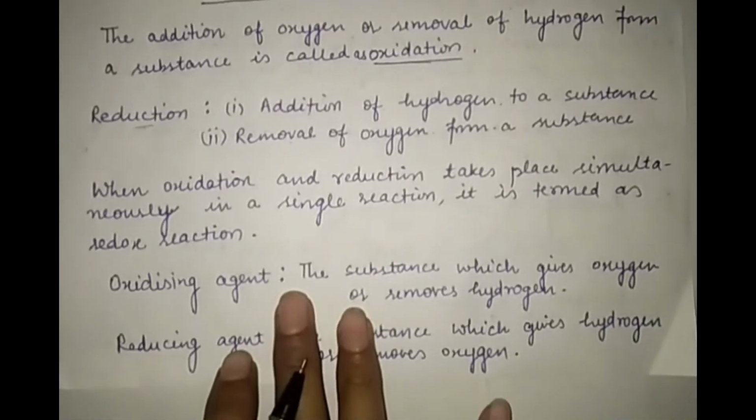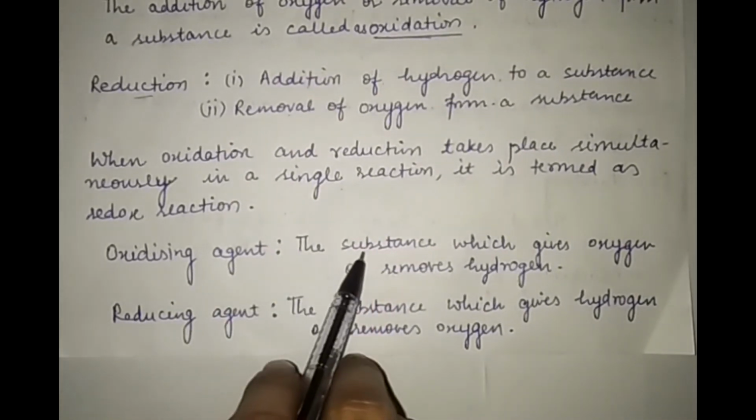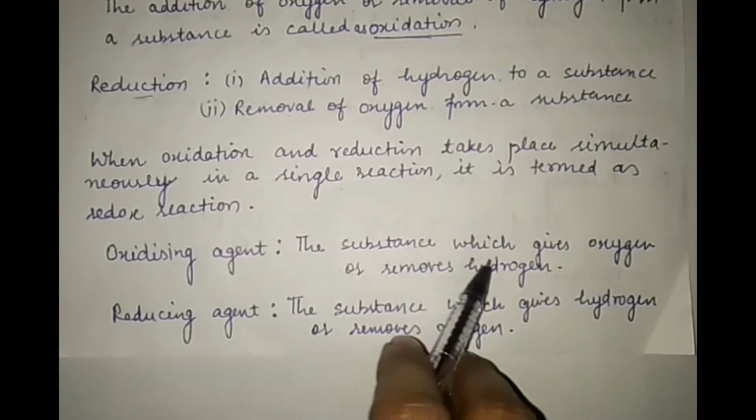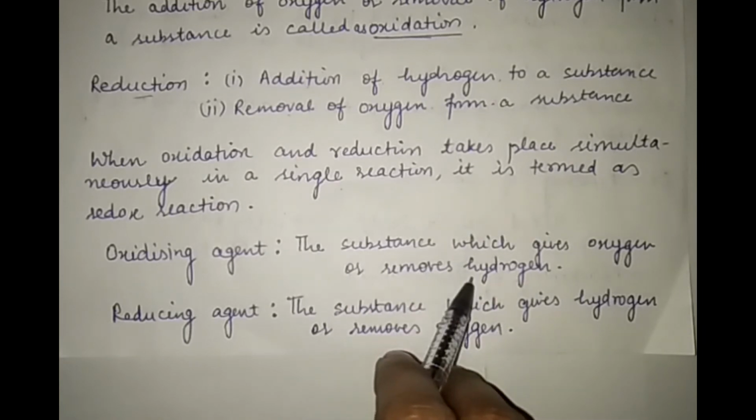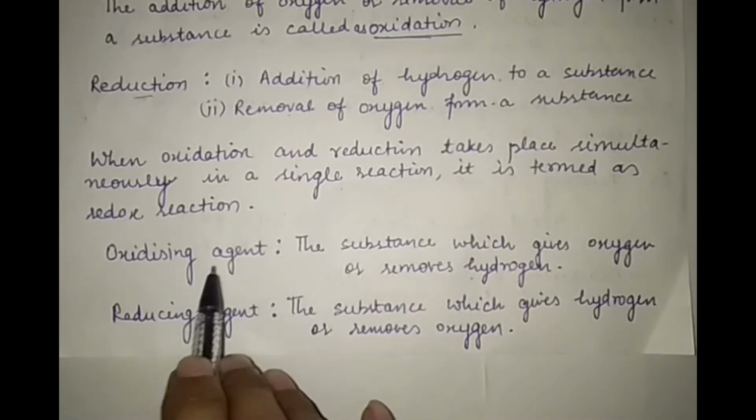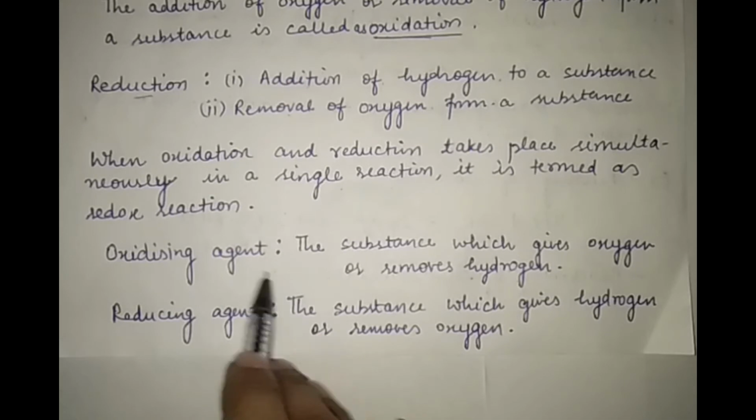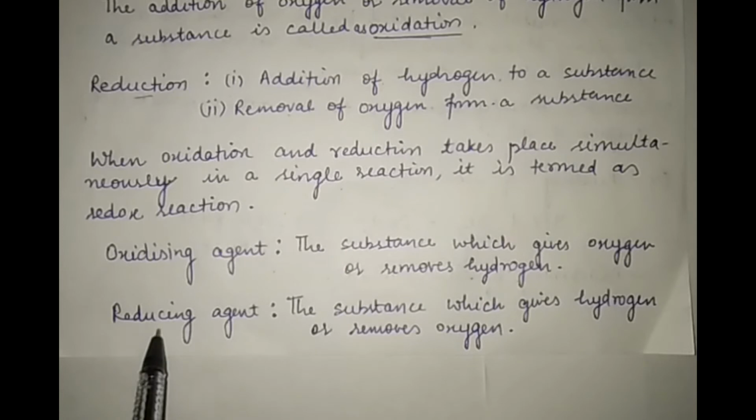So what are oxidizing agents? Oxidizing agents are the substances which give oxygen or remove hydrogen. It means oxidizing agents are the agents which reduce themselves, whereas they oxidize others. Similarly, reducing agents are the substances which give hydrogen or remove oxygen from itself.